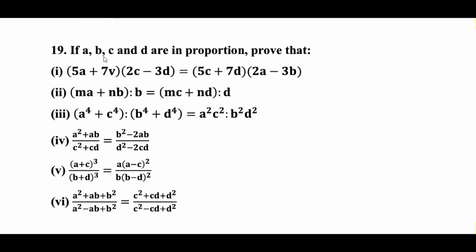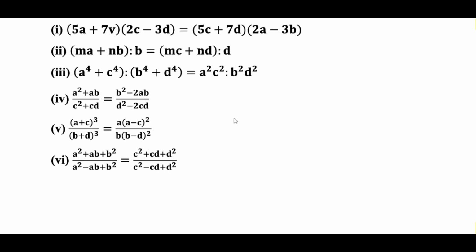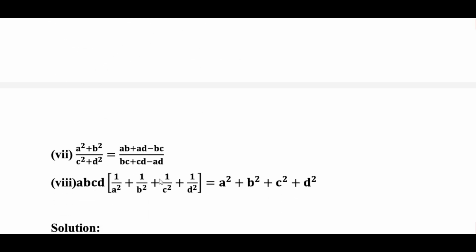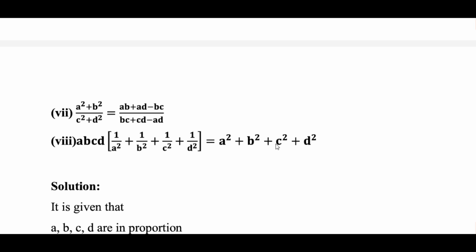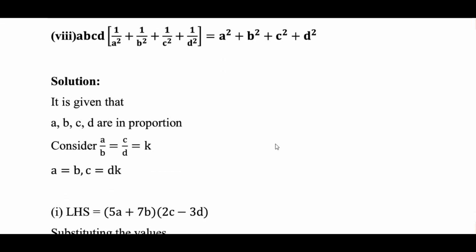If a, b, c and d are in proportion, prove that (5a plus 7b) into (2c minus 3d) is equal to (5c plus 7d) into (2a minus 3b). So how to solve these types of problems? So here 1, 2, 3, 4, 5, 6 problems are given over there. Total 8 problems are given over there. So let's solve one by one.